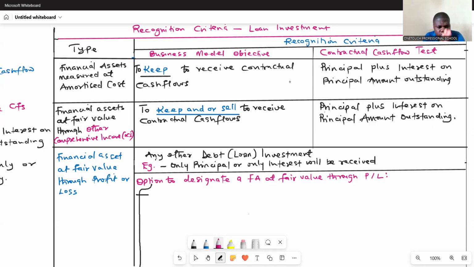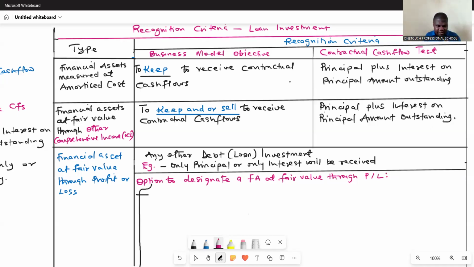Now, let's come back to the option to designate a financial asset at fair value through P&L. The standard says that on initial recognition, the entity may, by an irrevocable election, designate a financial asset at fair value through profit or loss if doing so eliminates or reduces a measurement inconsistency, also known as accounting mismatch.